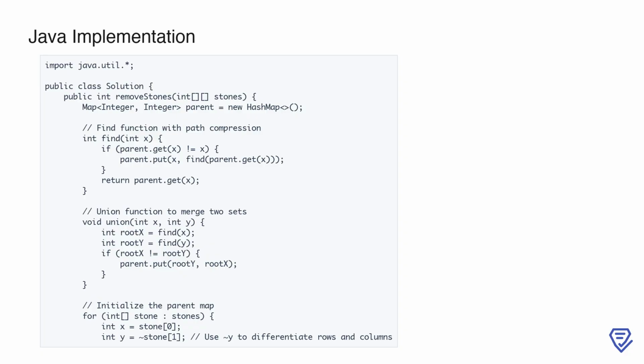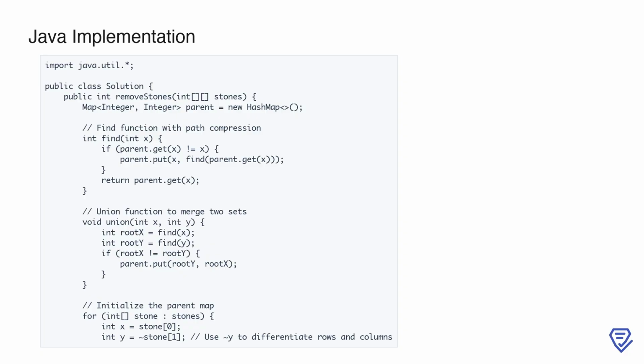Next, we define the find function, which is used to locate the root of a given node. This function incorporates path compression to optimize the union find structure, ensuring that future queries are faster by directly linking nodes to their root. After that, we define the union function, which merges 2 sets by connecting their roots. If the roots of 2 nodes are different, we update one root to point to the other, effectively merging the sets.